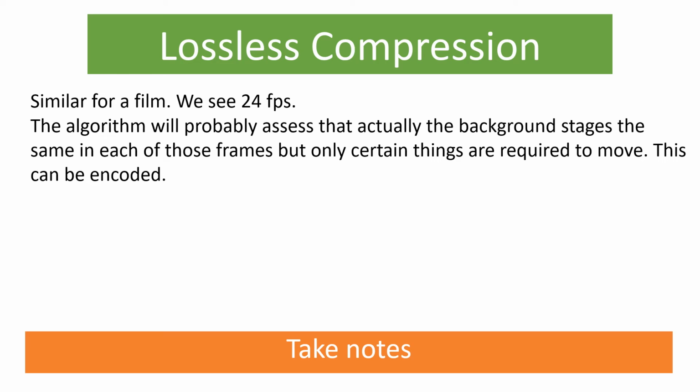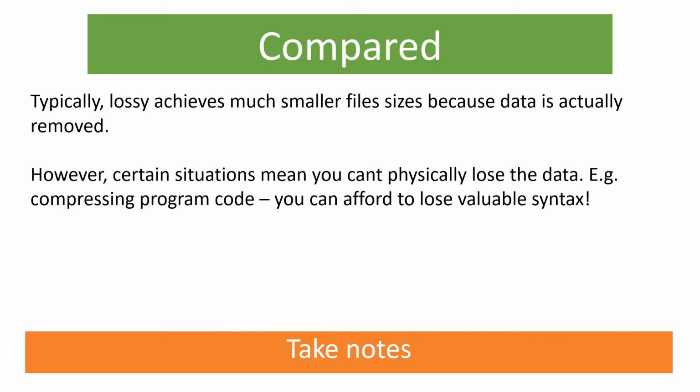In a film, we'll often see 24 frames per second. The algorithm will often assess that the actual background stages are the same in each of those frames, but only certain things are required to move, and this can be encoded. So typically, lossy achieves a much smaller file size. That's because the data is removed. However, in certain situations, we can't just delete data. When you're making a program, we can't delete blocks of code. And so in these circumstances, you'd need to use lossless.